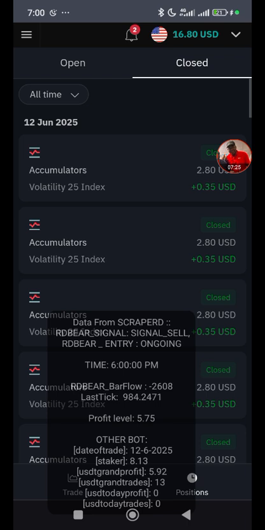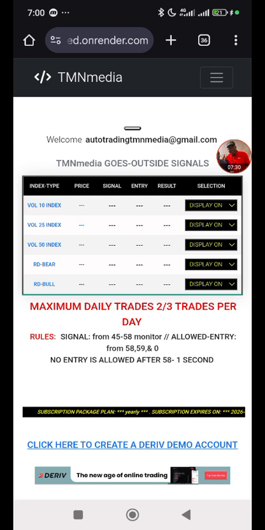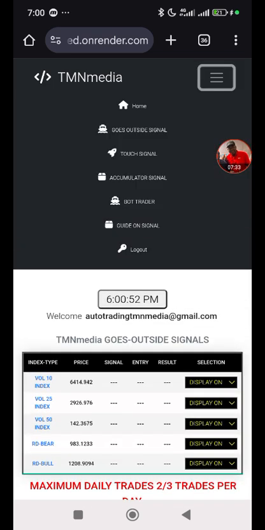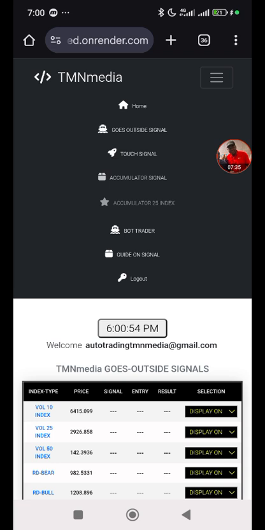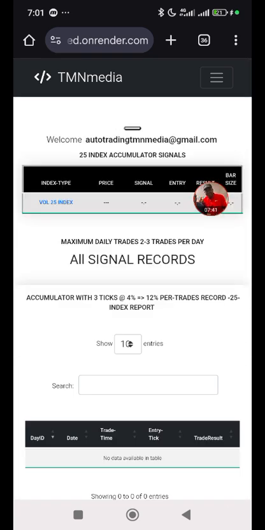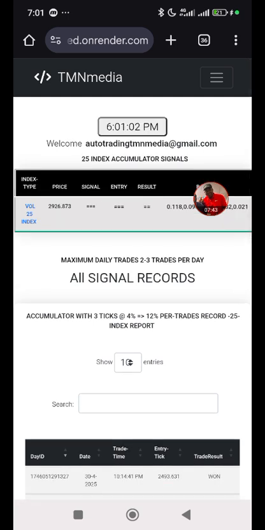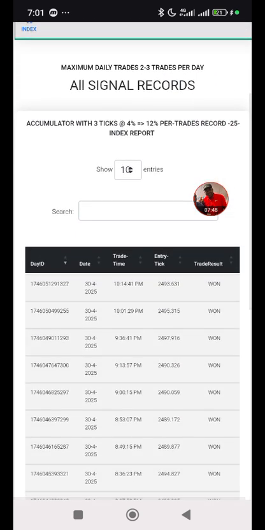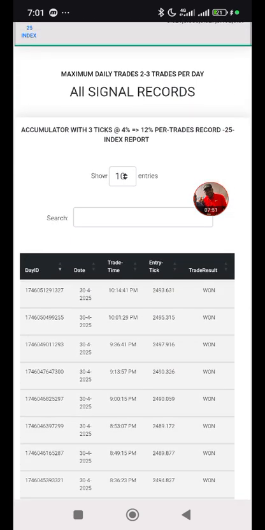Okay, now let's go over to my website. Just a minute. From here, this is where I have the accumulator signal. It's only one index. There is only one reason why I prefer to do one index at a time: until I've accumulated almost 6-7 months of signal data, that's when I can work with others.